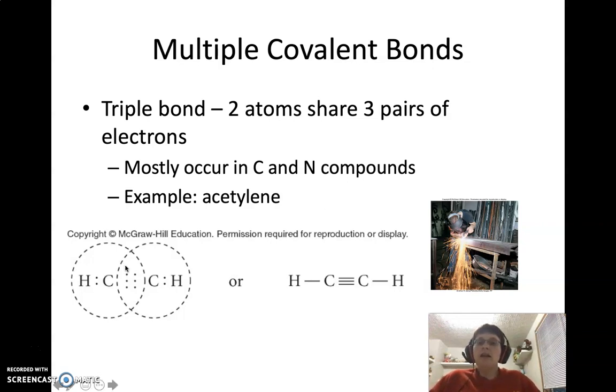So this is what a triple bond would look like. If you did it as a dot diagram, you'd have 3 sets of those electrons being shared in the center between the 2 carbons, and then 1 on either side for the hydrogen. This is actually what acetylene looks like chemically. If we were to draw this instead as the covalent bond diagram with the lines, it's a triple line between the carbons, and then a single line between each of the hydrogens, so that you've got the total of 4 bonds for the carbon, and then the single bond for the hydrogen on each side.